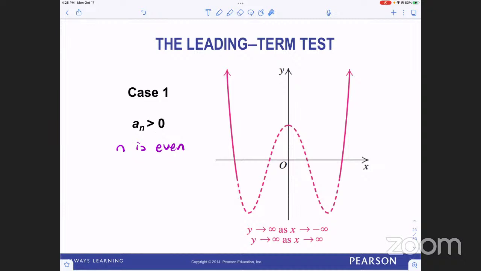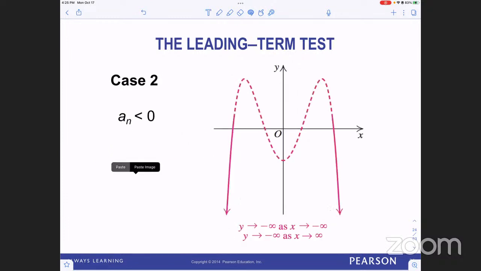And then this is, again, where n is even. So now we have a negative leading coefficient. That means our graph is going to fall to the right. And if n is even, that means the other side does the exact same.